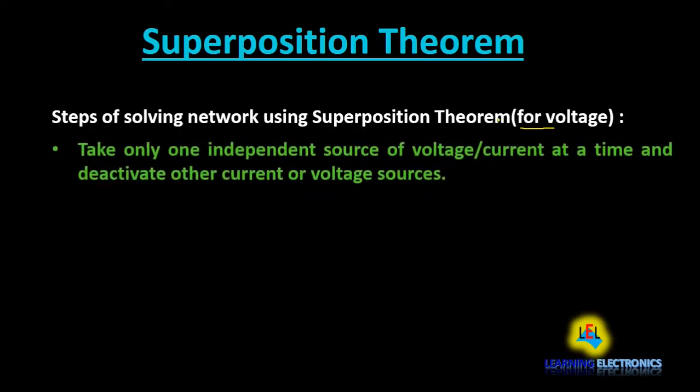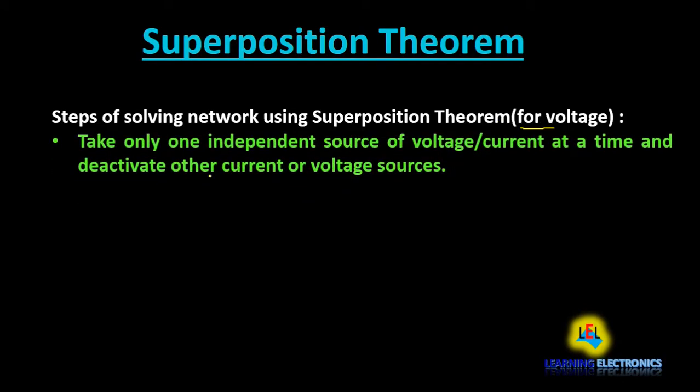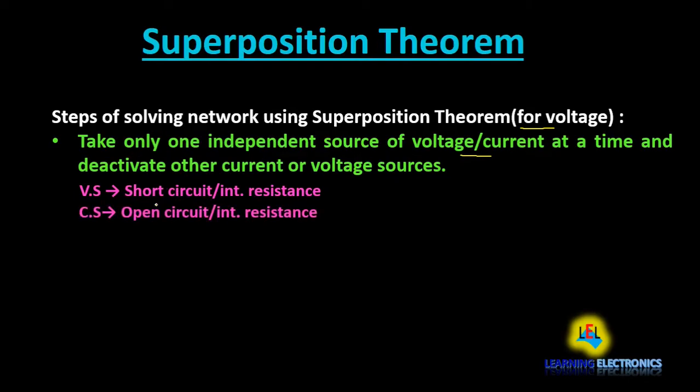Okay, so first step, when two or more sources are acting, then we have to first take only one independent source of voltage or current at a time and deactivate other current or voltage sources. So to deactivate, the voltage source is replaced by short circuit or its internal resistance if it is given, and the current source is replaced by open circuit or its internal resistance if it is given.